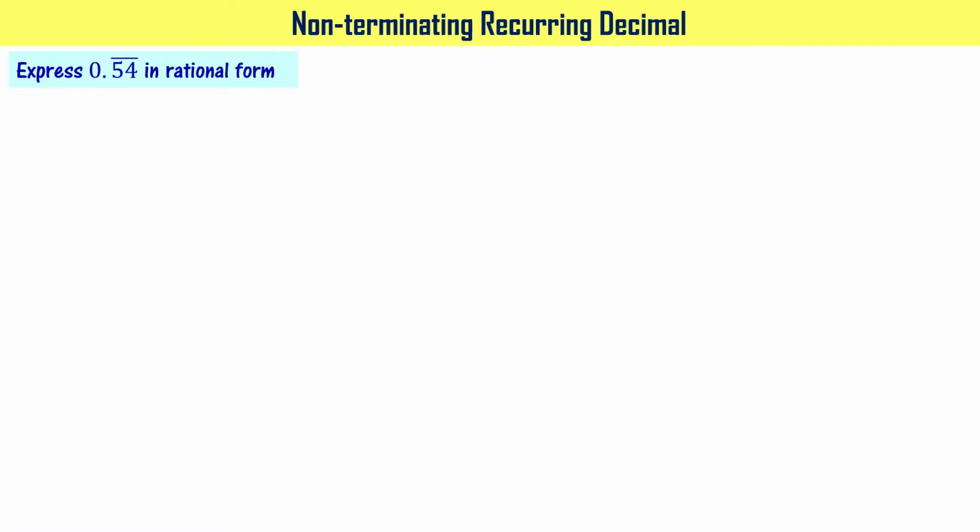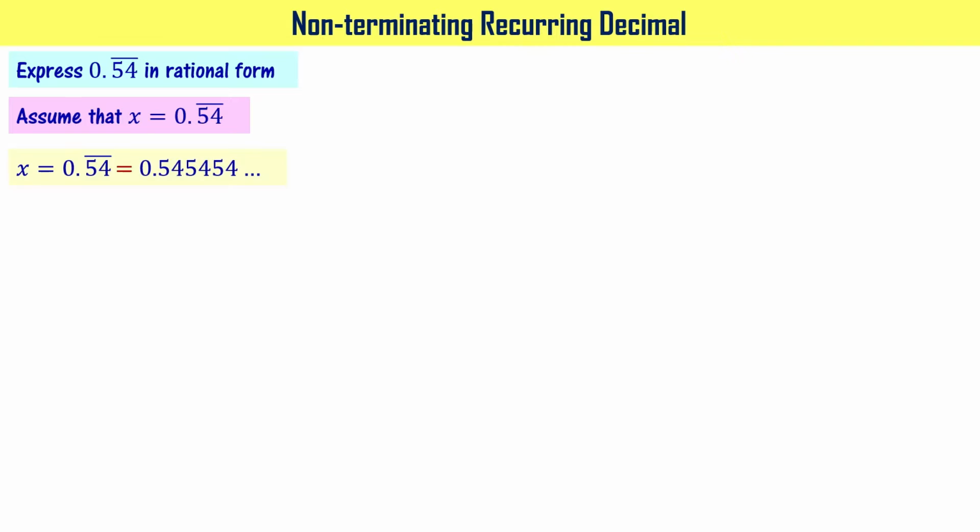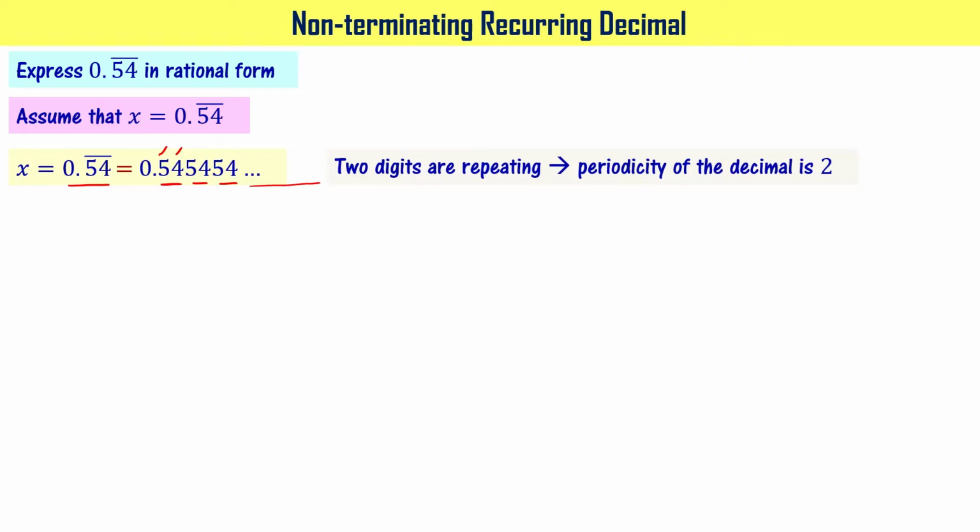Let's take a look at another problem. Let's express 0.54 over bar in the rational form. Let's assume that x equal to the given number, right? Here, if you expand it, the given number 0.54 over bar can be written as 0.54, 54, 54, 54, and so on, right? As you see here, two digits, 5 and 4, are repeating. Since two digits are repeating, I say that the periodicity of the given decimal is number 2.